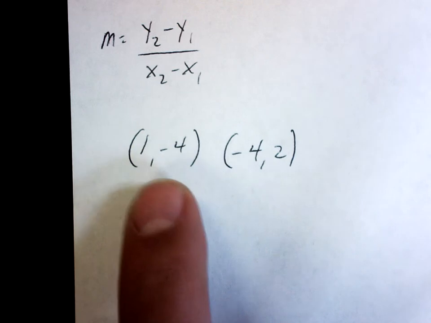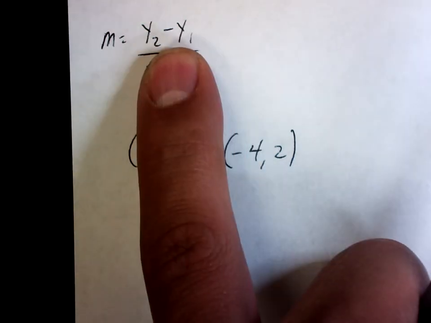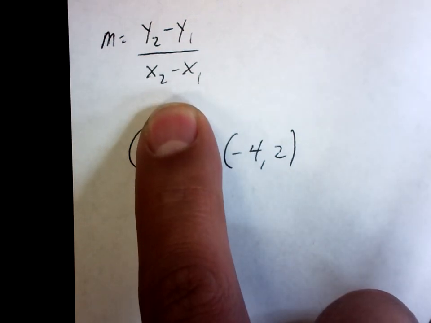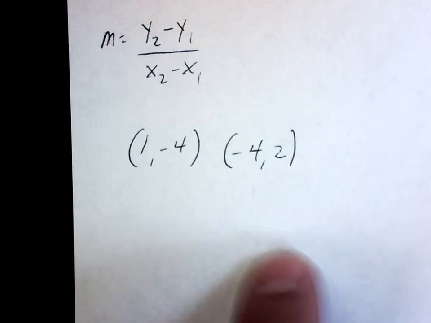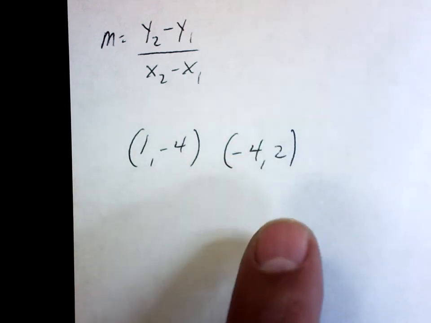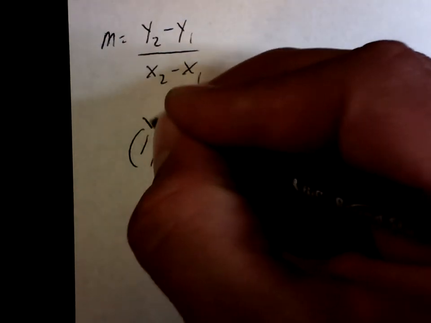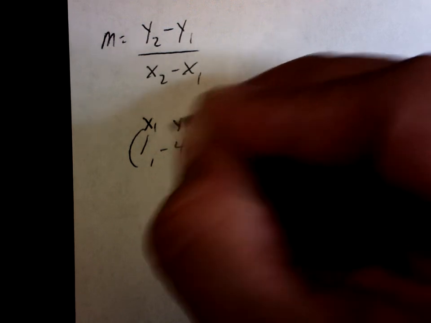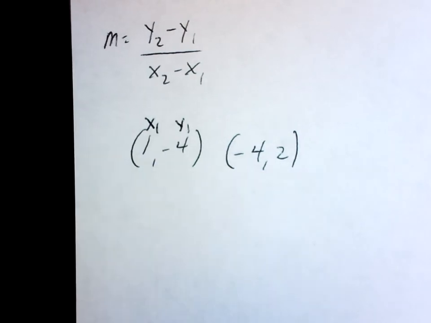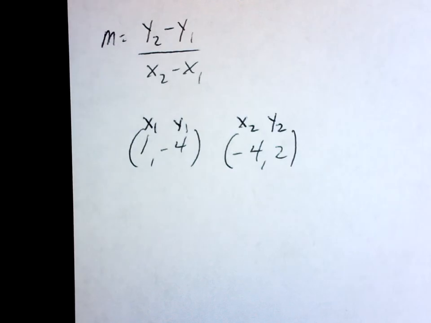All it tells you to do is, given 2 points, to find the slope, you subtract your 2 y's on the top and the 2 x's on the bottom. And it does not matter the order you go in, as long as you go in the same order with your y's and your x's. So for example, if I call this one point 1, then that makes this one x1, and that makes that one y1. And if I call this one point 2, then that makes this x2, and that makes that y2.